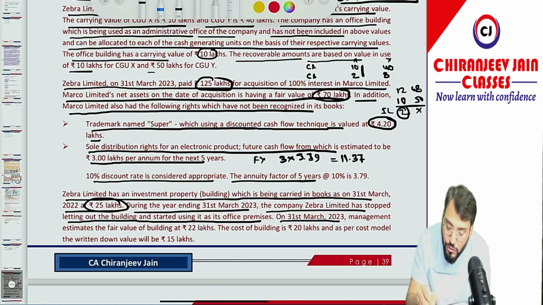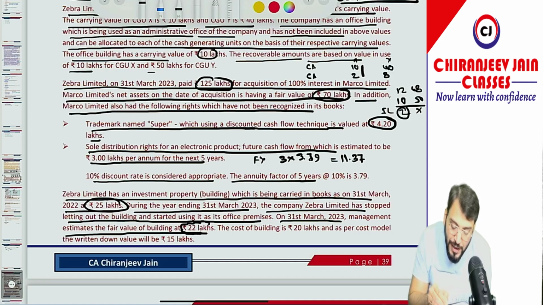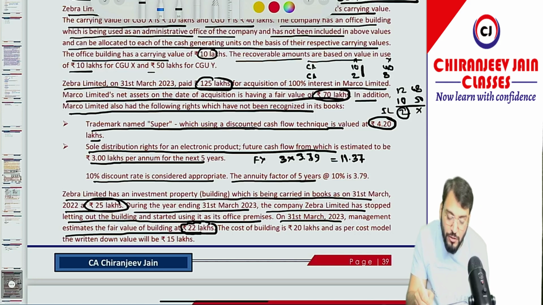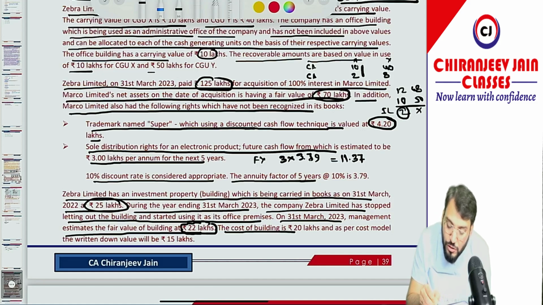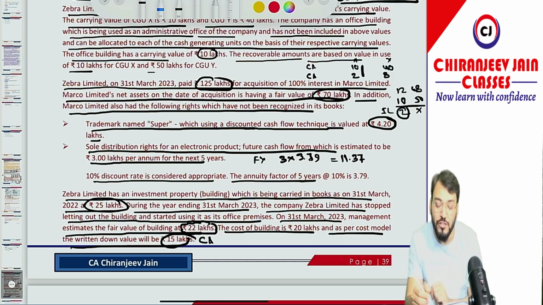On 31st March 2023, management estimates the fair value of the building is 22 lakh. So on 31st March 2023, the fair value of the building is 22 lakh. The cost price of the building is 20 lakh. And as per the cost model, the written down value will be 15 lakh. So this becomes the carrying amount of the asset as on 31st March 2023. The carrying amount is how much?